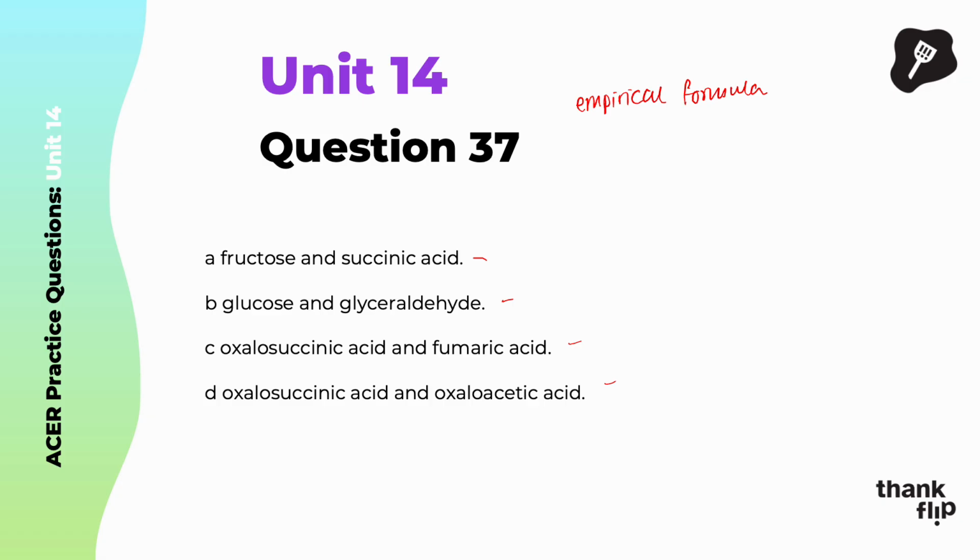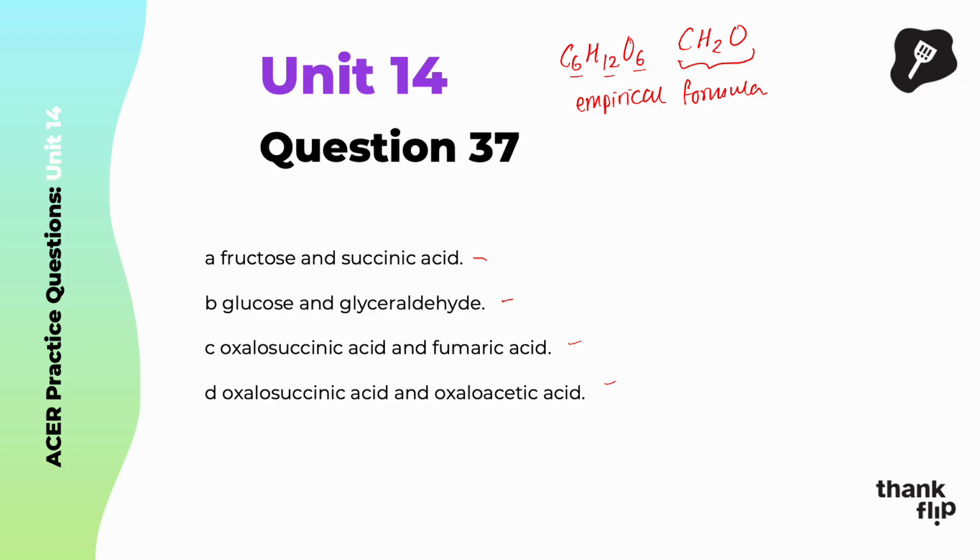So say you have fructose, so you have C6H12O6. So just pretend this is a random molecule. The empirical formula for this is going to be CH2O, because you can divide all of these by 6, right? And then this is your simplest ratio that you're left with.